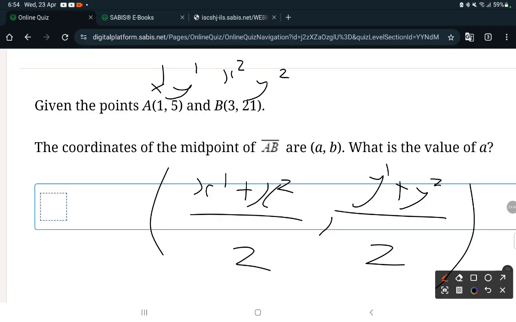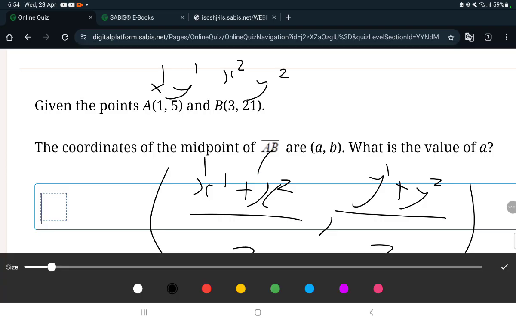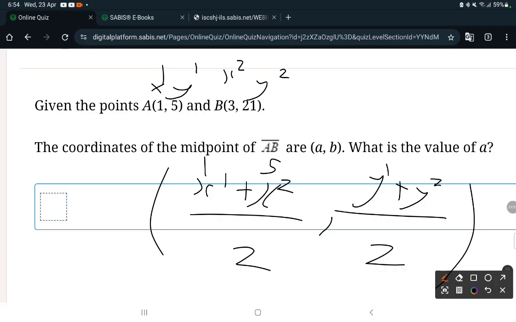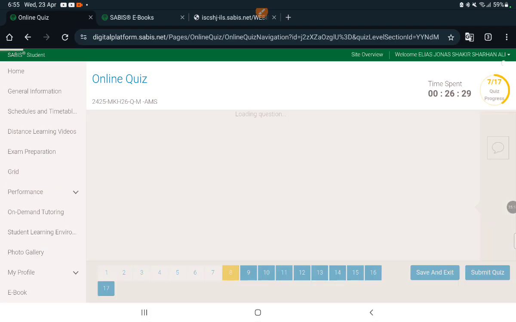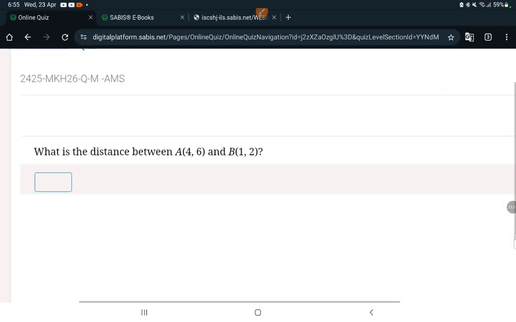So we have x1, which is 1, plus 5, it's going to be 6. So this is 6 over 2, which is just 3. Okay. And they want the value of A, so we don't really have to find B. But let's just do it either way. We have y1, which is 5, y2, which is 21. 21 plus 5 is going to be 26. And then over 2, which is 13. So B is 13 and A is 3. But in the question they only wanted A.